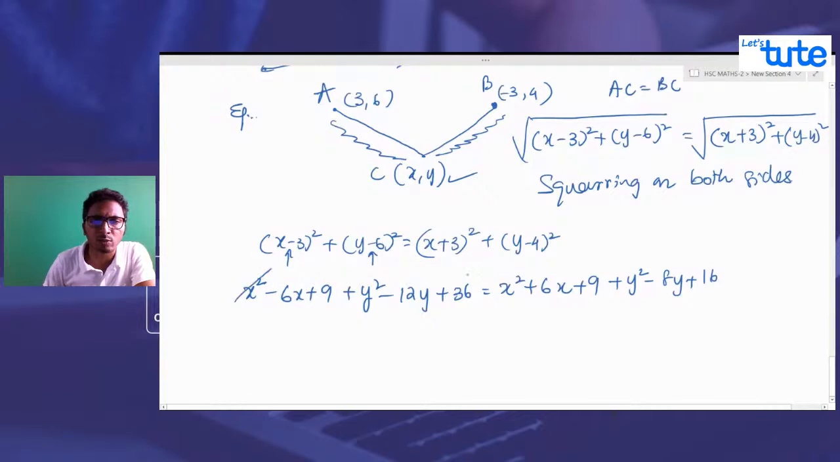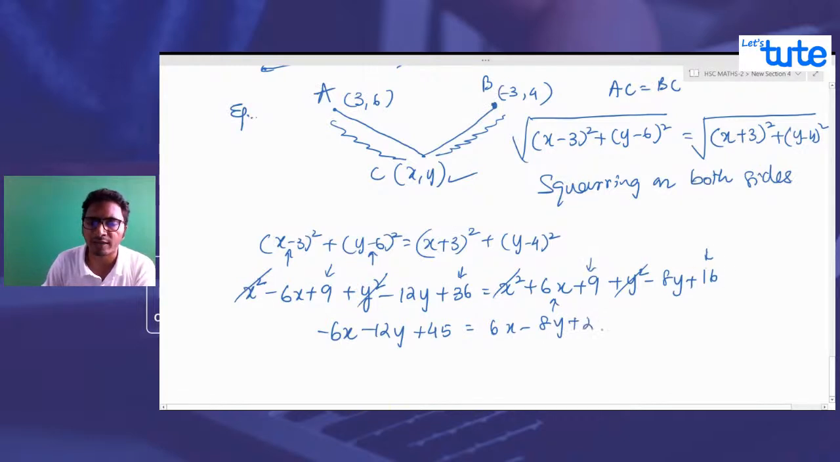x squared is on both the sides with the same coefficient, so we can definitely subtract it. Similarly, for y squared, we have both the sides with the same coefficient, so we can cancel them. Anything else we are going to cancel? Let us see. Negative 6x, negative 12y, 9 plus 36, it is 45. Similarly here, 6x minus 8y, 9 plus 16, it is 25.